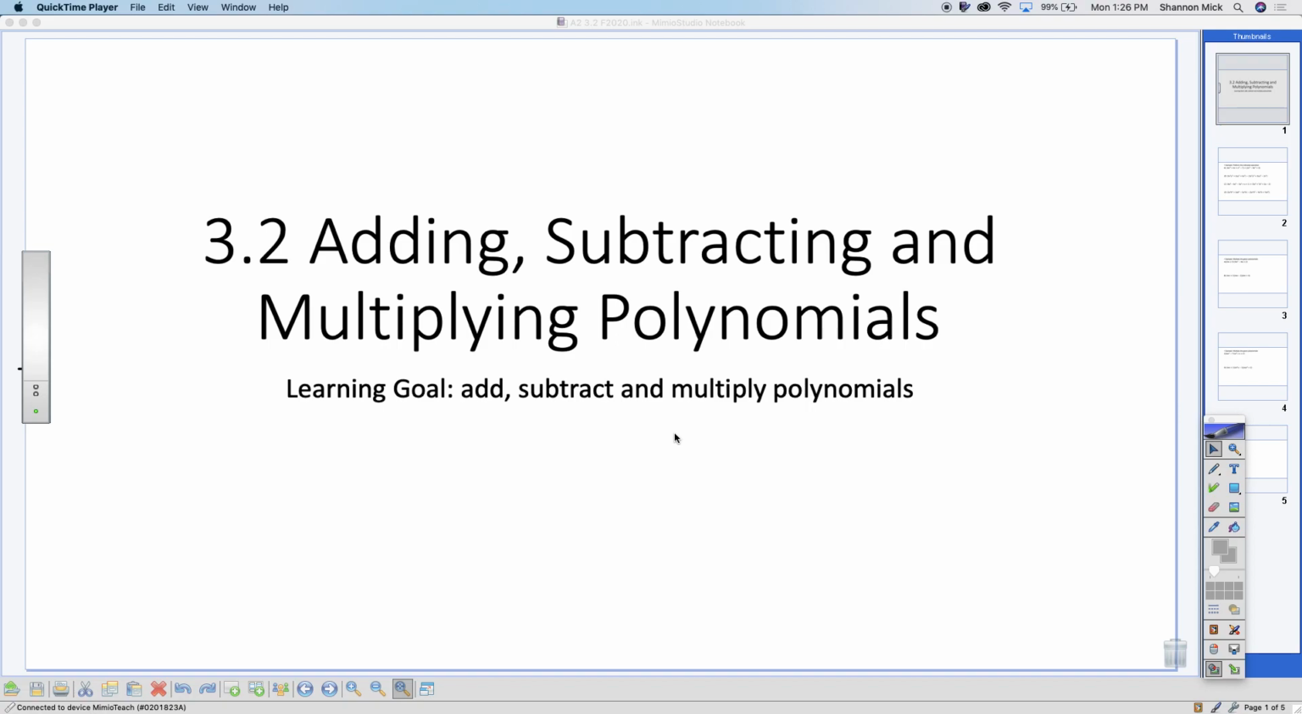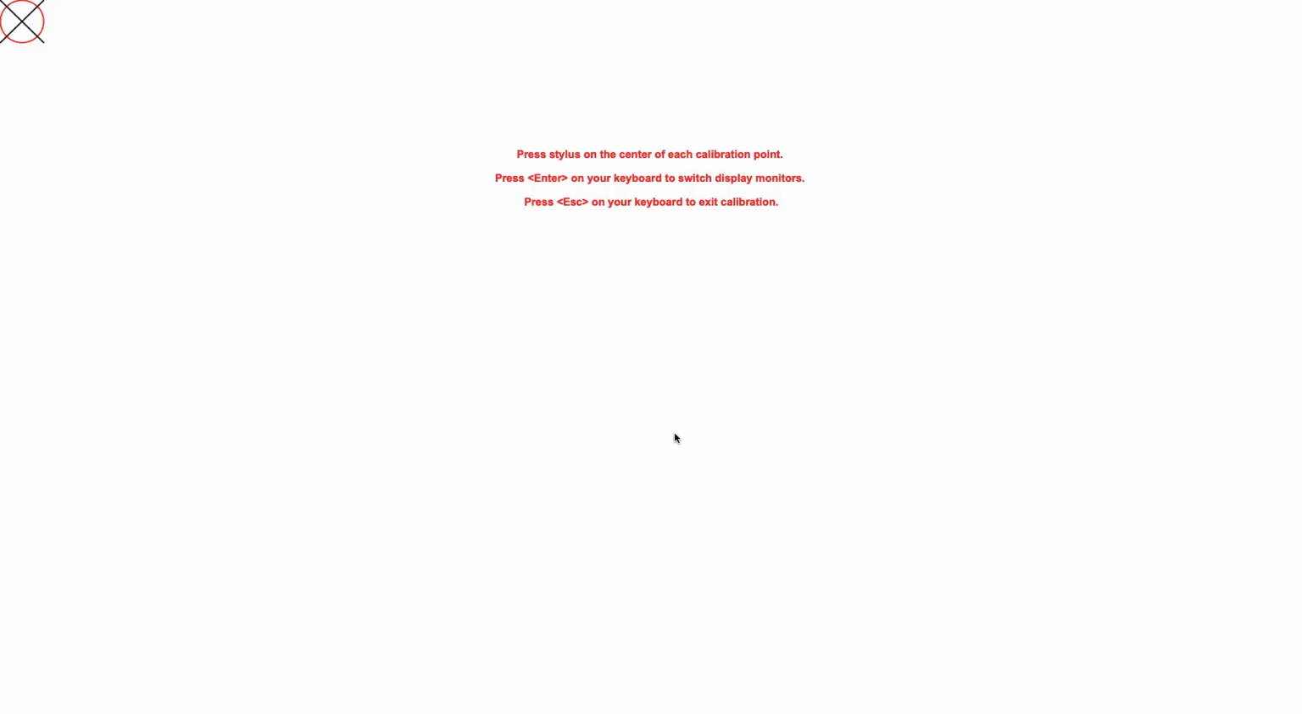3.2, adding, subtracting, multiplying polynomials. We are going to start with this tomorrow. We are going to use special identities of polynomials to factor and multiply more efficiently. But today we're going to do this basic stuff.